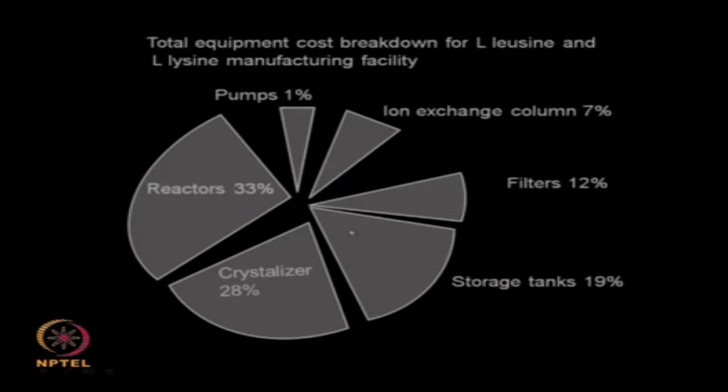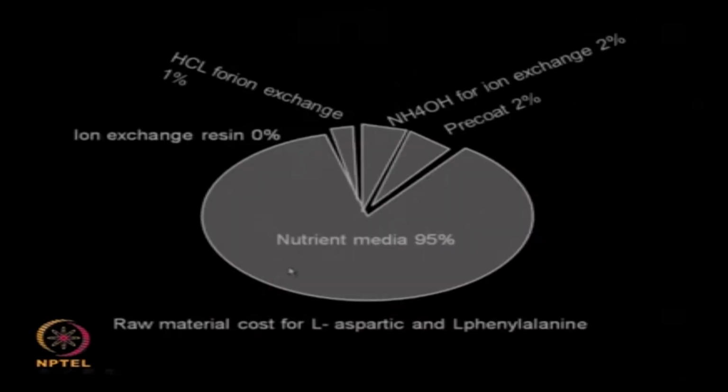So one can look at how to reduce the size of the filters, how to reduce the size of the storage tank, and how to reduce the size of the crystallizers. If you look at the aspartic acid and L-phenylalanine, a large amount of cost is because of the nutrient media. So one needs to do more R&D in trying to optimize the nutrient media. You can see 95% of the cost.